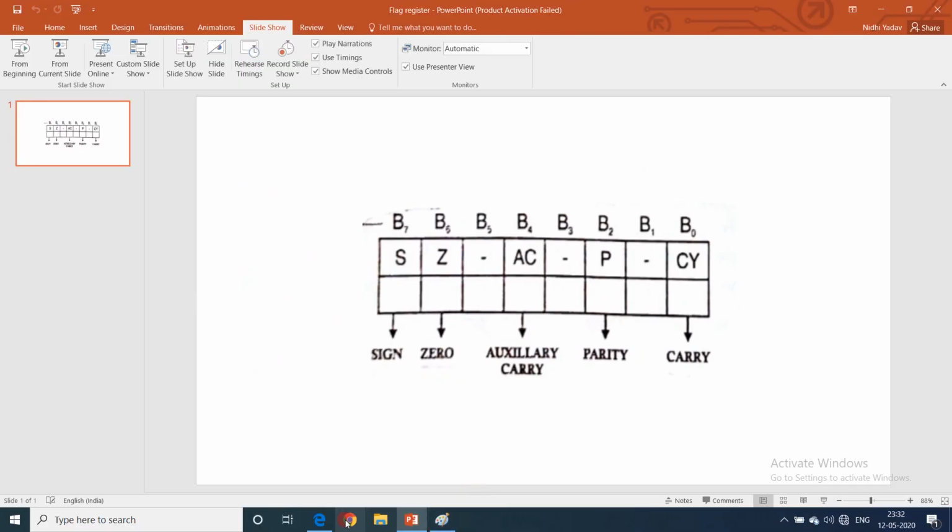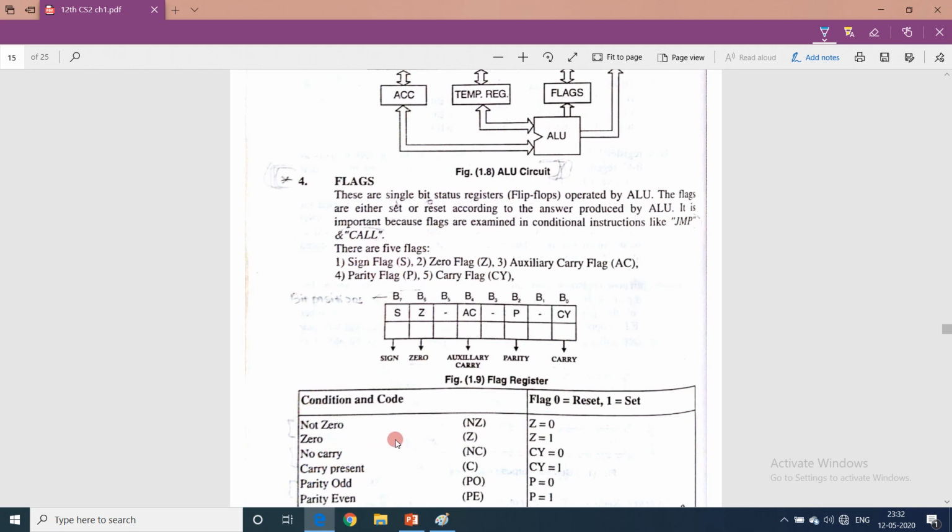We'll do this later. First, let me explain each one of the flags.